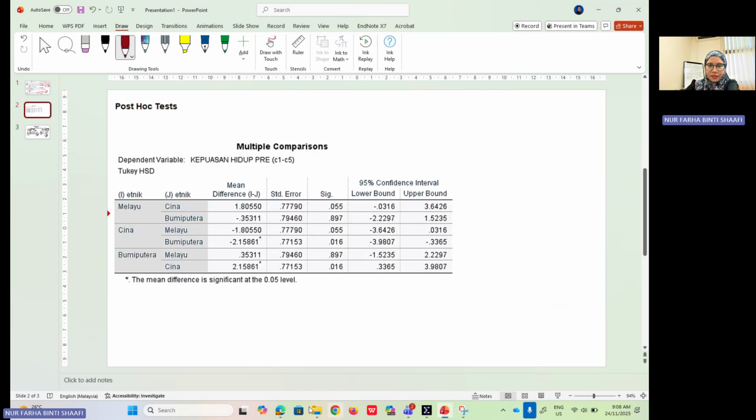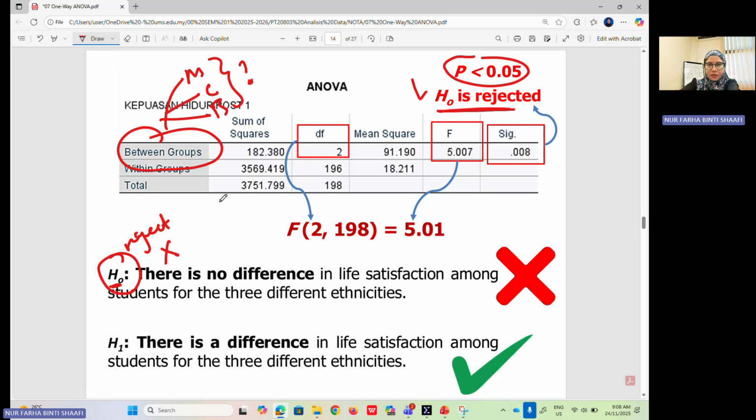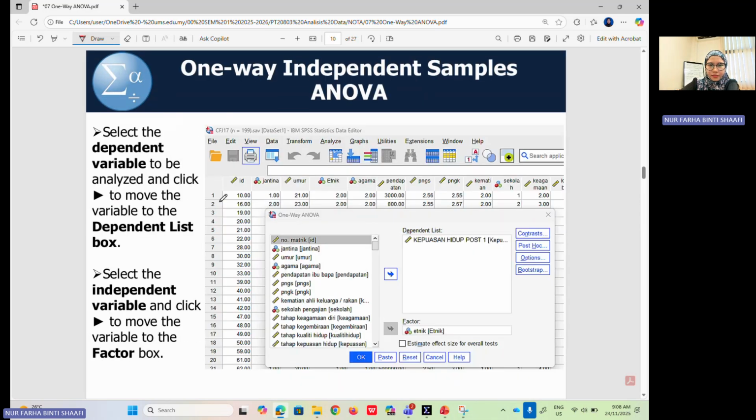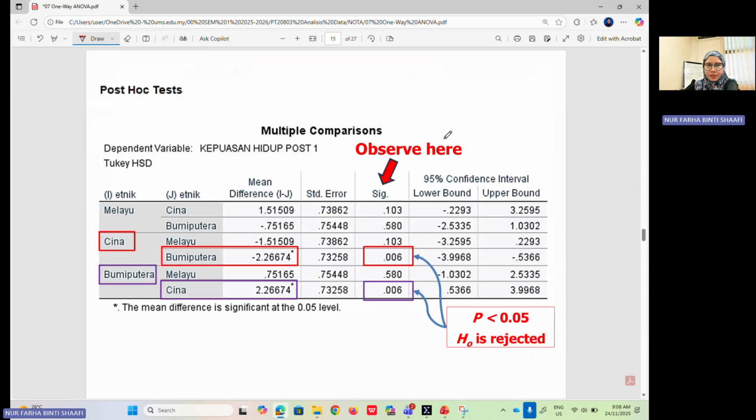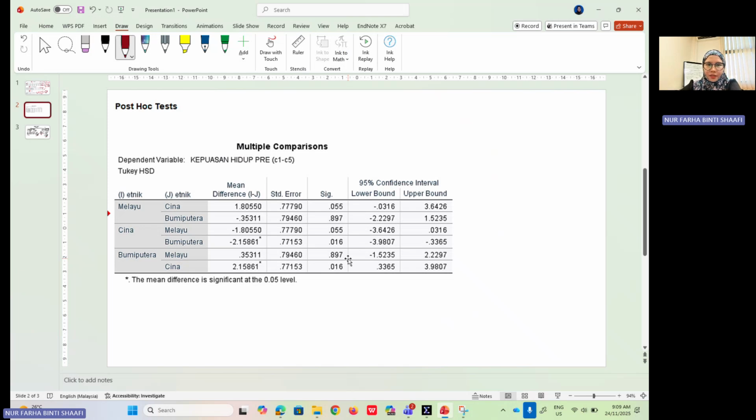So from this output, you go back to our notes. Let me show you. We go back to these notes. Same goes to this output in my notes, isn't it? You still remember just now, if your p-value is less than 0.05, your eyes need to observe from the significant here. So same goes to our data. We have the significant value here. You need to observe.